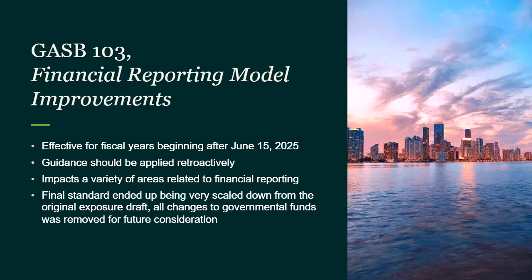This should be presented as required supplementary information for the general fund and each major special revenue fund that has a legally adopted annual budget. Separate columns for the variances between original and final budget amounts, and final budget amounts and actual results, are required to be presented. And an explanation of significant variances between these columns should be presented as notes to the required supplementary information.